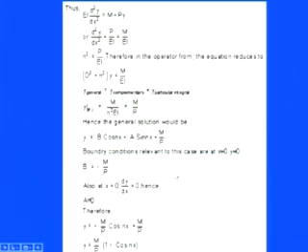With that consideration, we apply the same equation again: EI d2y by dx square equals M minus Py. This is the equivalent bending moment. Again we have the same equation, d2y by dx square plus P over EI y equals M over EI. Now we know that n square is nothing but P over EI.